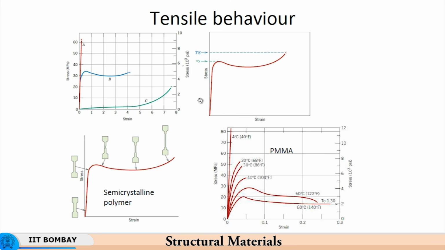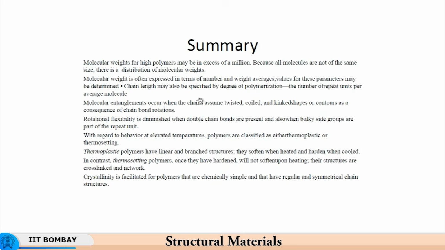Similarly, now you see the properties of PMMA with temperature. At 4 degrees centigrade, the stress rises very rapidly. It behaves like in a glassy state. At 20 degrees centigrade, the Young's modulus is the same, but it is able to deform a little more. And then at 60 degrees centigrade, it deforms at a much lower load, meaning the viscous effects have become much stronger.